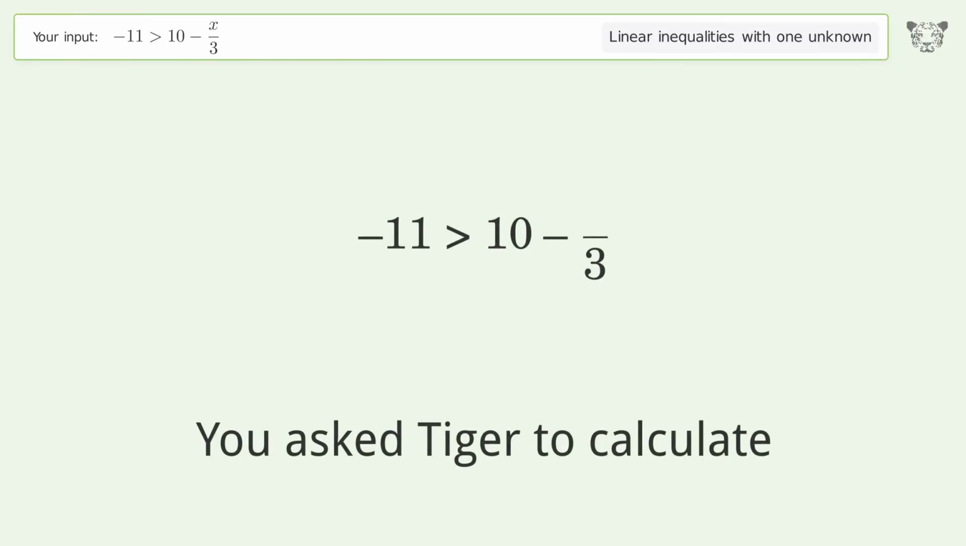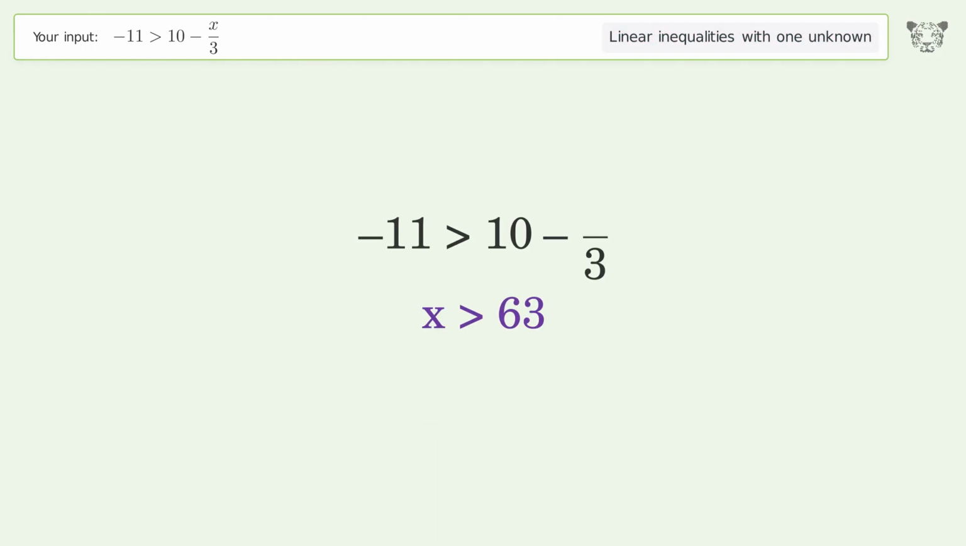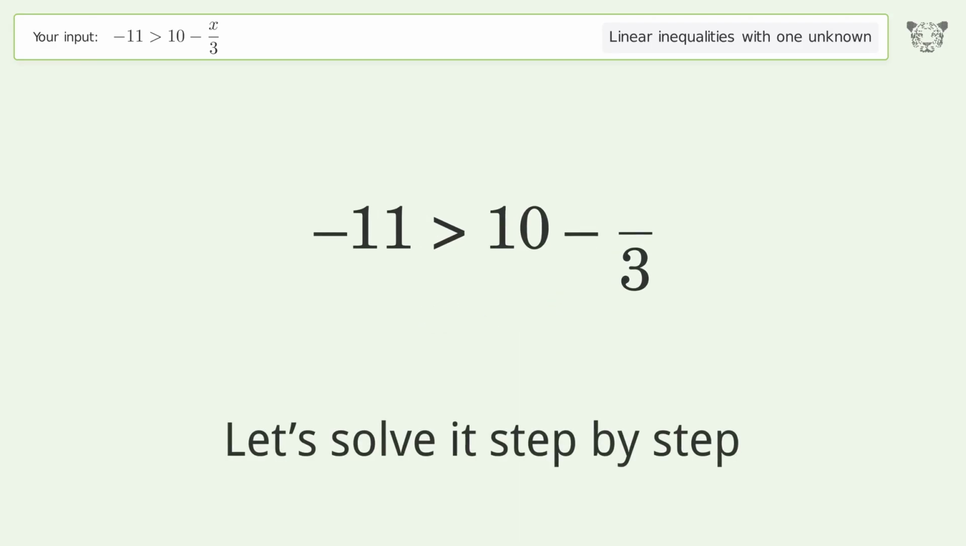You ask Tiger to calculate. This deals with linear inequalities with one unknown. The final result is x greater than 63. Let's solve it step by step.